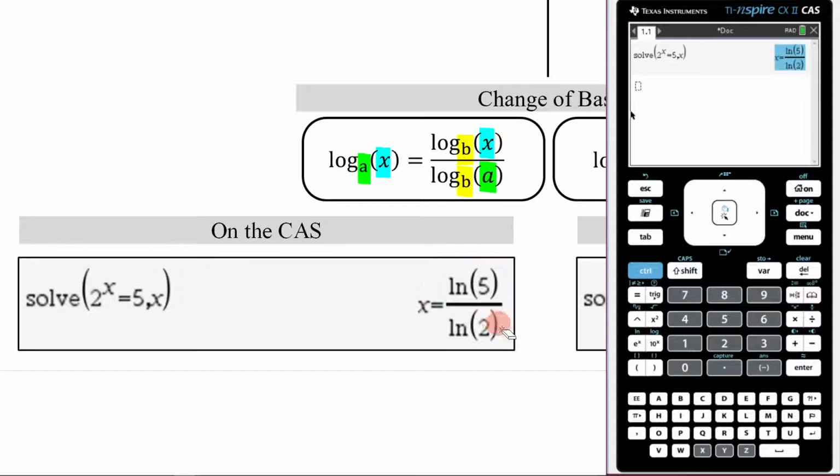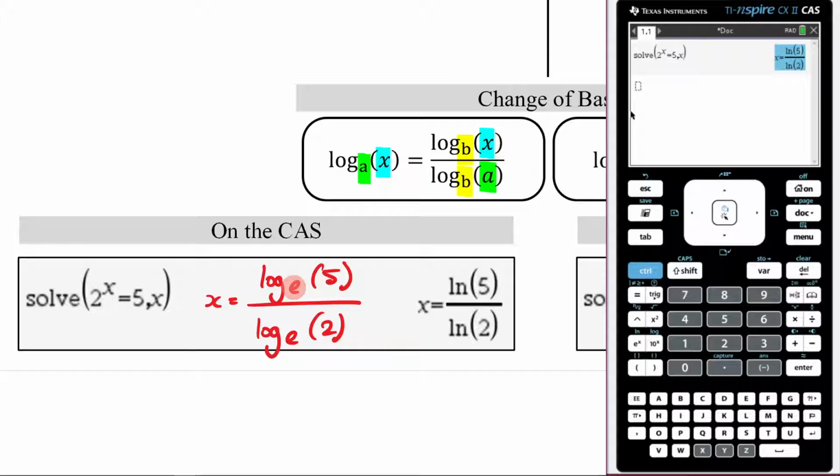We've got ln 5 and ln 2. What ln means is the natural log, and it means a log with a base of e. So log base e of 5, and here is a log of base e. So this ln means a base of e. Now, e is Euler's number. It's an irrational number. It's kind of like pi. We're not going to talk about it in this lesson. All you need to know is that it functions as a base for our log.